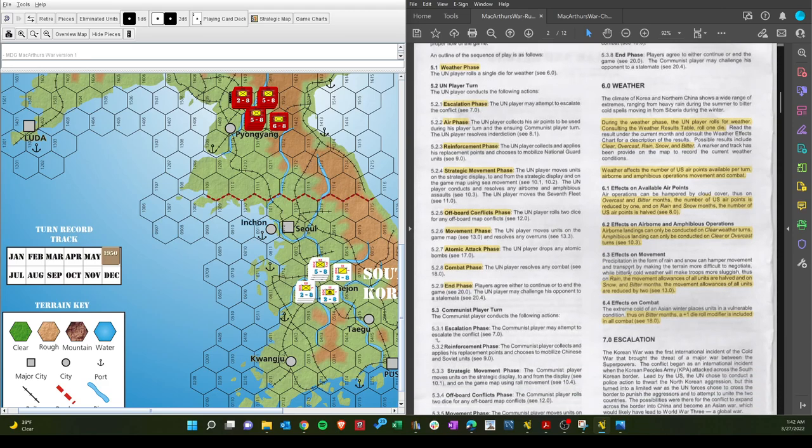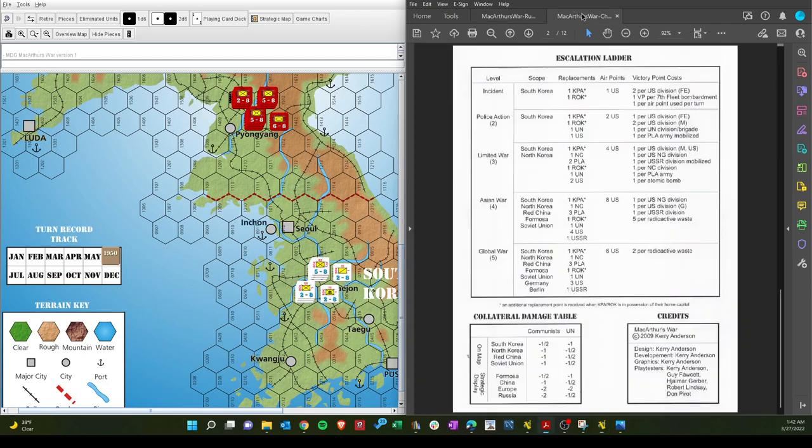And then effects on movement. Rain, all units is halved. Let's see what we had. Thus, on rain, the movement allowance of all units is halved, and on snow and bitter, they're reduced by two. And then during bitter months, real cold, plus one die roll modifier, period, to everybody.